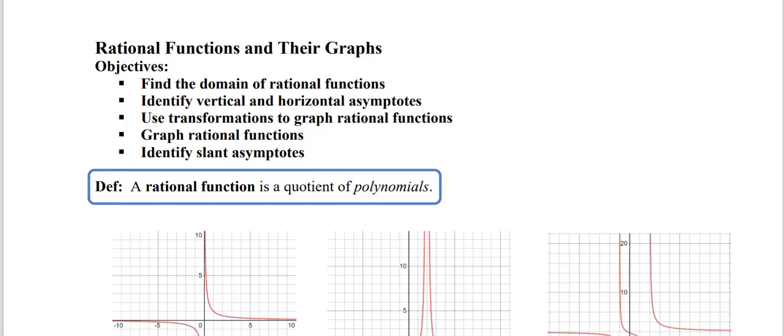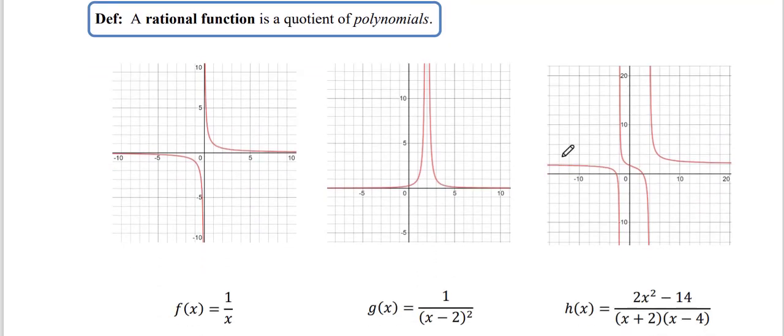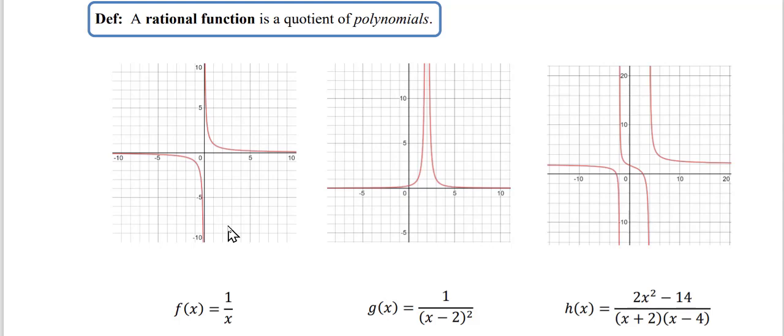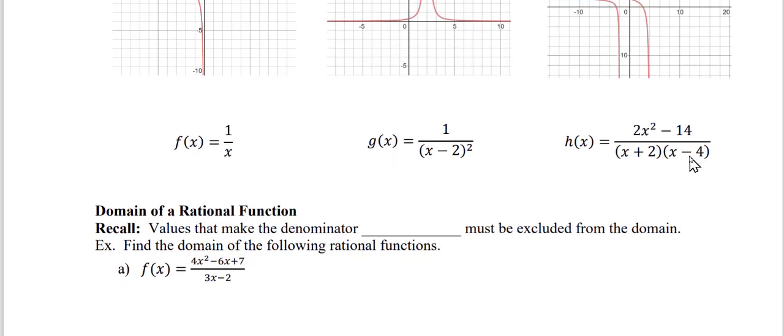I already gave you the definition of a rational function. It's a quotient or a ratio of polynomials. I gave you a few examples of graphs here of rational functions. This is sort of the standard rational function, 1 over x. It's the most basic of rational functions. Here we have 1 over (x minus 2) quantity squared. And this third picture is a little bit more complicated. We're going to refer back to these graphs a few times, so we'll come back to them when we get into more discussion.